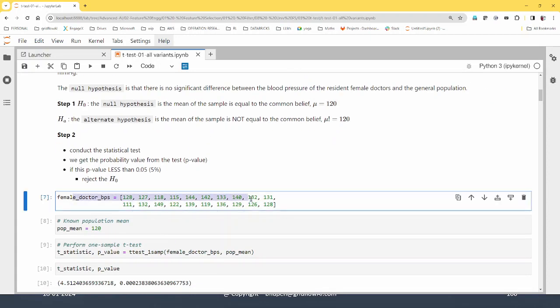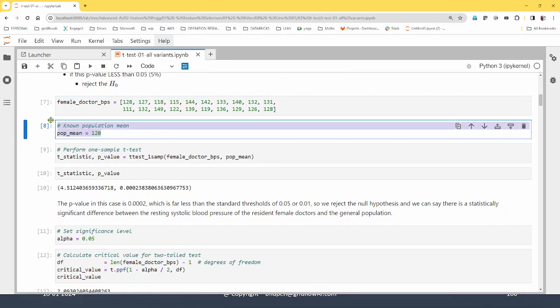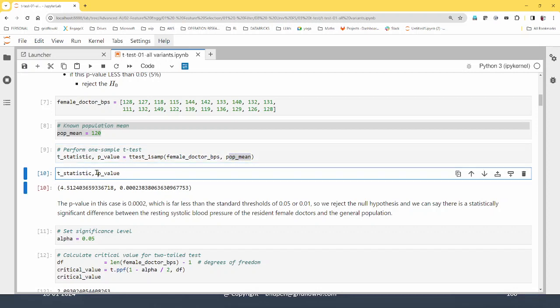And we collected some samples here of female patients' blood pressure. And let's say the hypothesis is the population mean is actually 120. Now we're going to pass these two variables, the one which has the data and the population mean. And this is going to be one sample. Okay, and this is going to return two things, the t-statistic and a p-value.